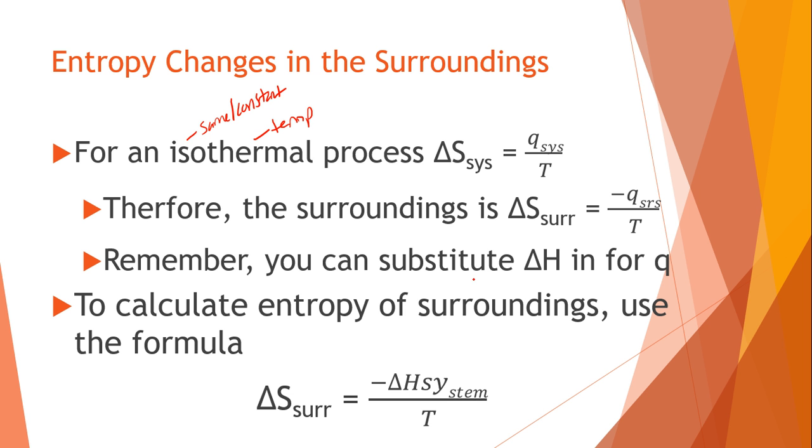Also remember from past lessons that delta H can be substituted in for Q. This allows us to derive the following equation, and I'm going to go ahead and star it because this is the one you're going to be using on your homework. It's the negative of the delta H value that you'll find from the system divided by T.